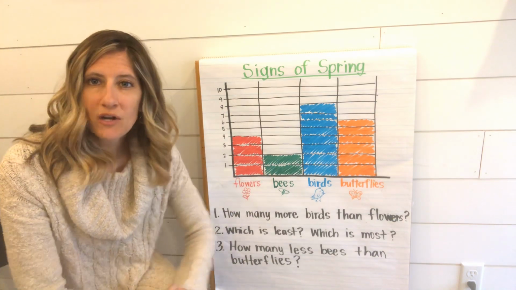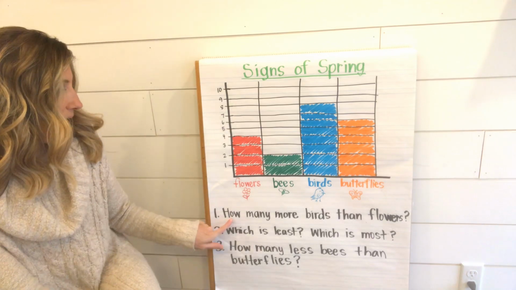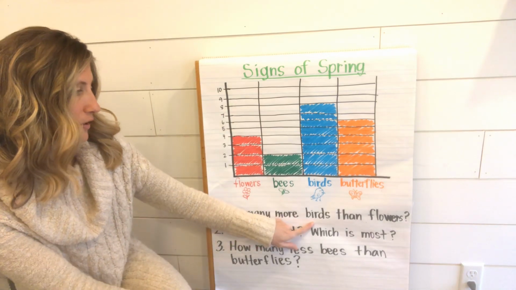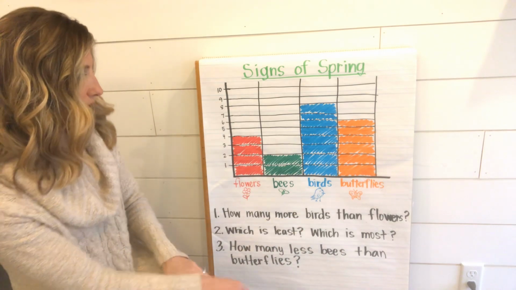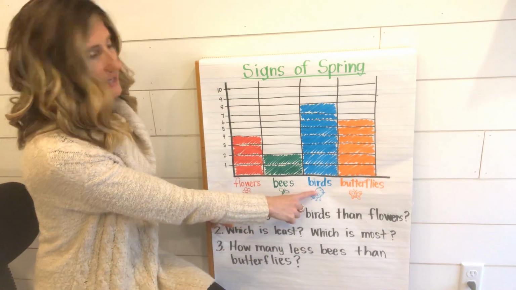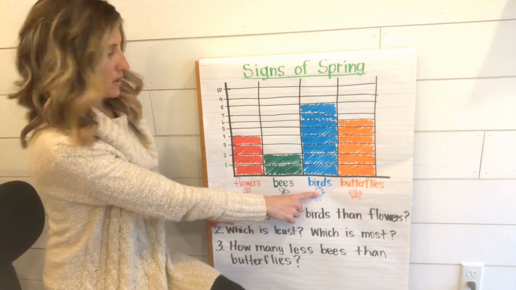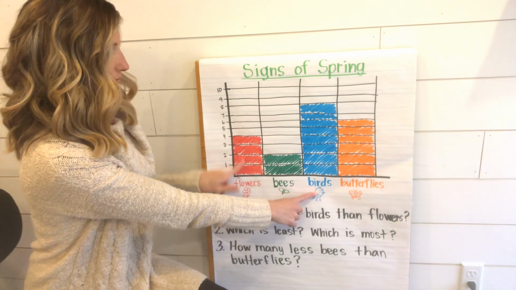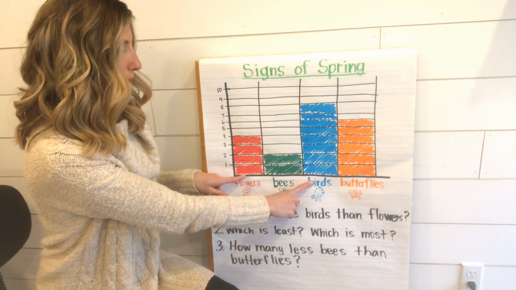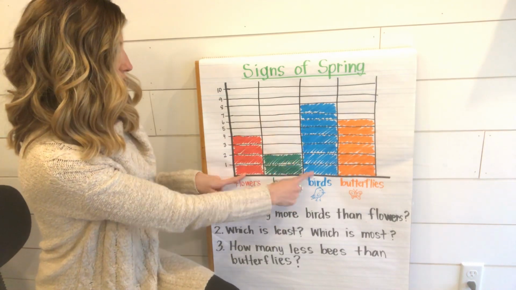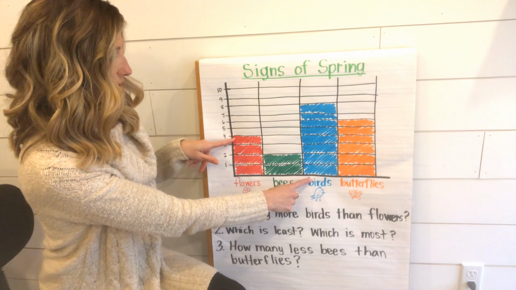Now let's answer some questions about this graph. How many more birds are there than flowers? So we need to look at birds and we need to look at flowers. So flowers, there are 4. Birds, there are 8. So we want to know how many more birds there are than flowers.